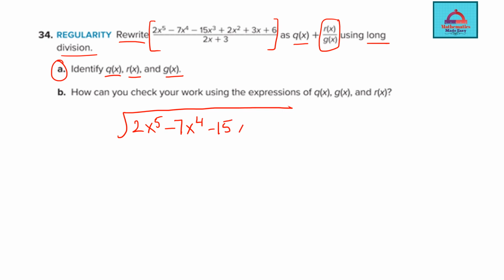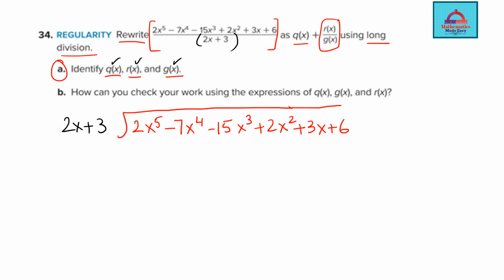So always you follow this method to put it in these kind of brackets, and then outside you are dividing with 2x plus 3, so you put 2x plus 3. Okay, now let's start the division so that we can get the values of the quotient, the remainder, and gx. Let's do it.